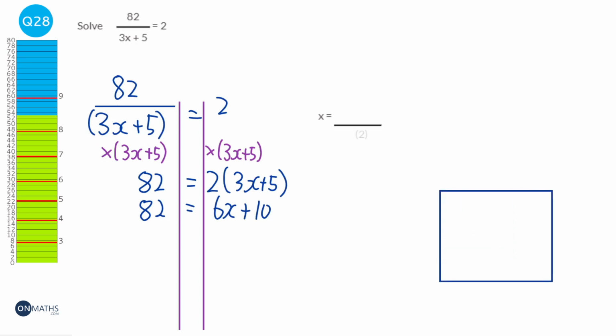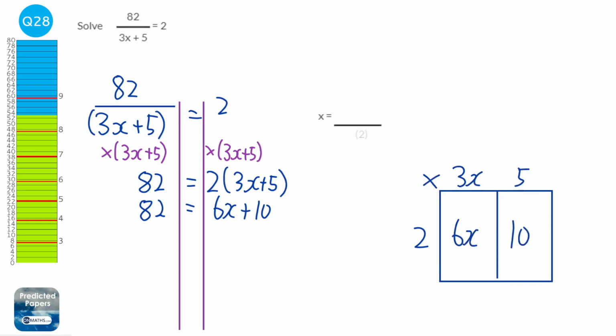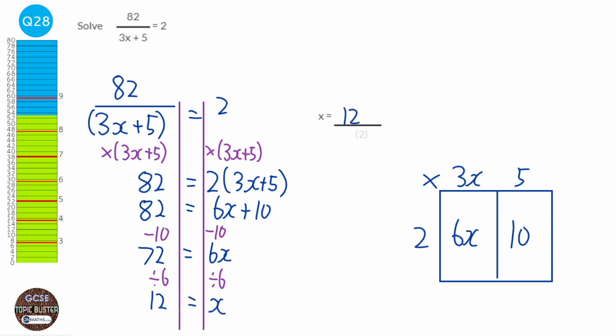Some of you might use this method, where we've got the 2 here, 3x plus the 5, and then we times them, so it's 6x plus 10. That's how we can do it. Any method you like. And then we're going to take away the 10 both sides, because we want x on its own. And so we've got 72 equals 6x, and then we're going to divide both sides by 6, and so we've got 12 equals x, or x equals 12.